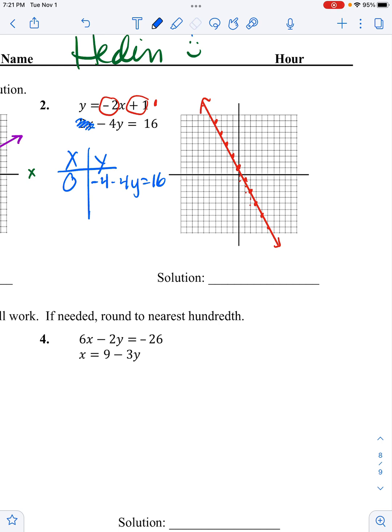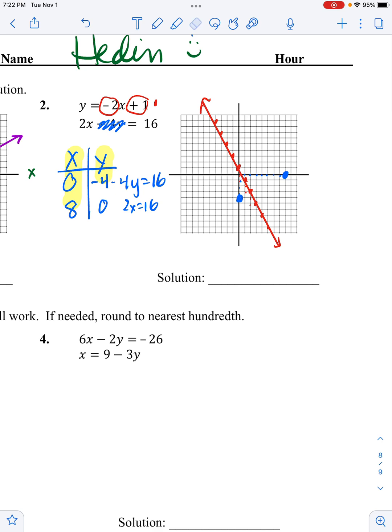If I put in a 0 for the y, this part would go away and I'd be left with 2x equals 16. So I'd have an 8. So 1, 2, 3, 4, 5, 6, 7, 8 on the x, because that's what it's under, and then I go connect that to the -4 on the y, because that's what it is under.